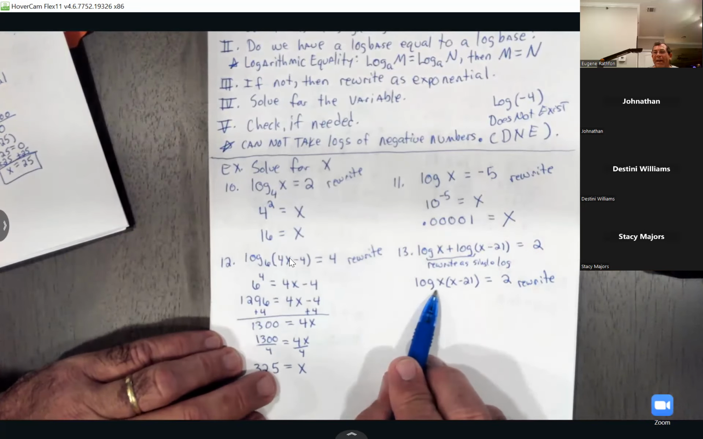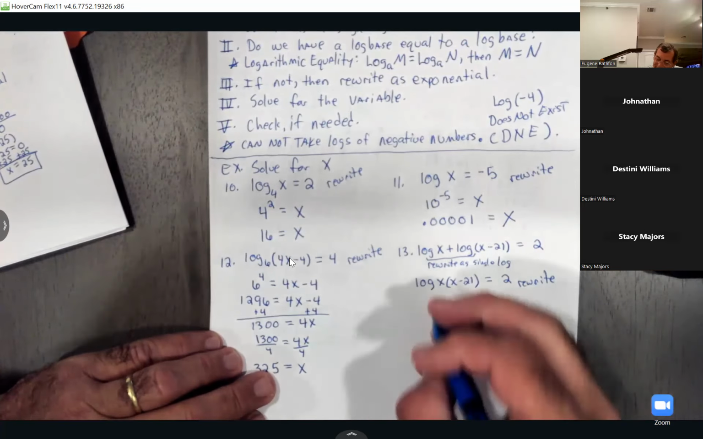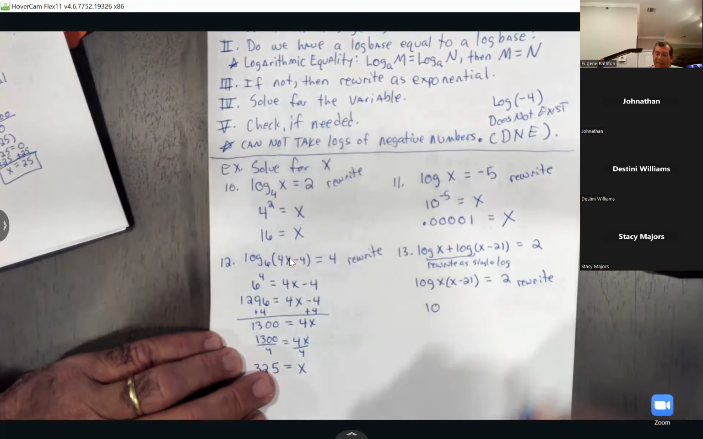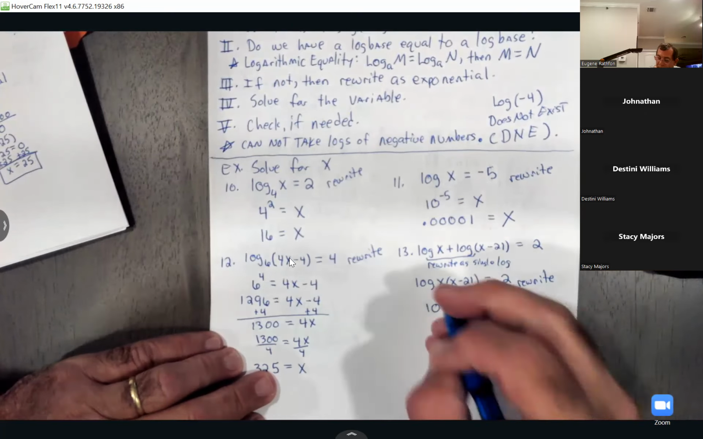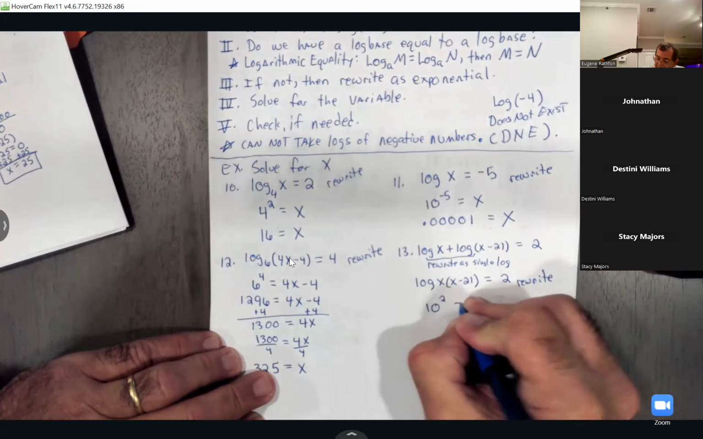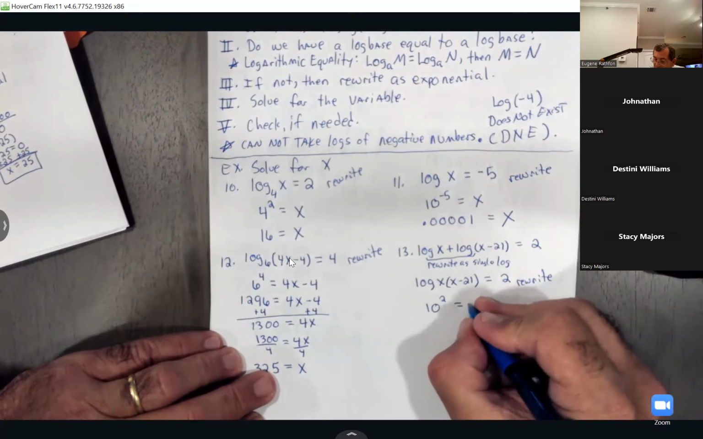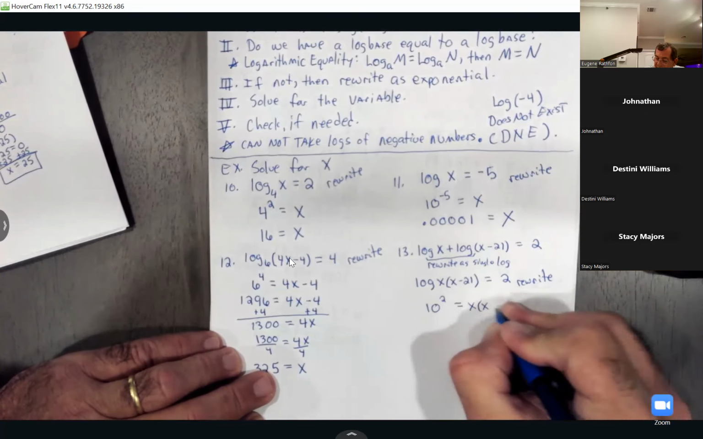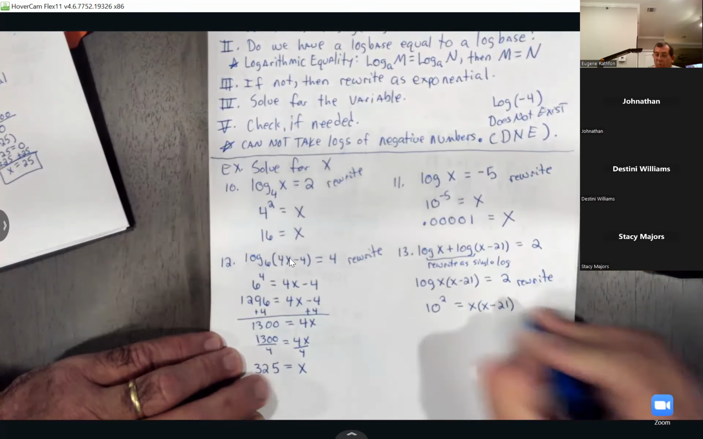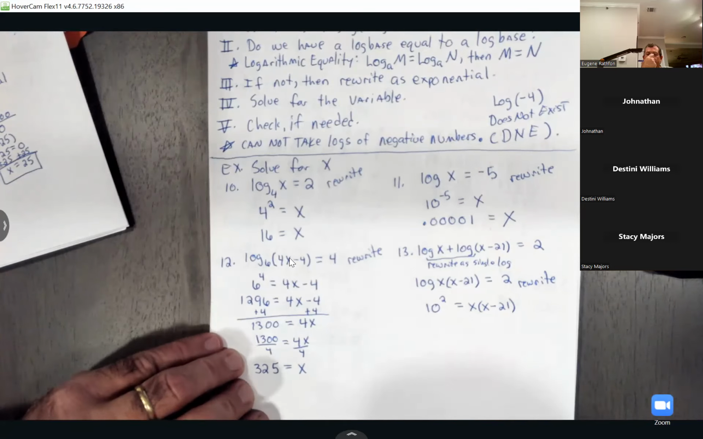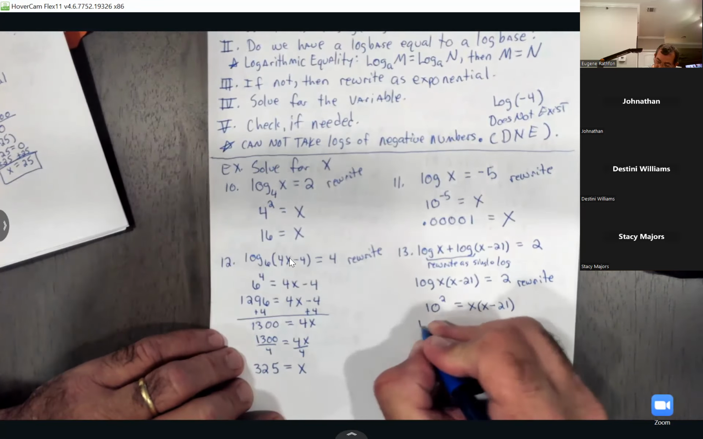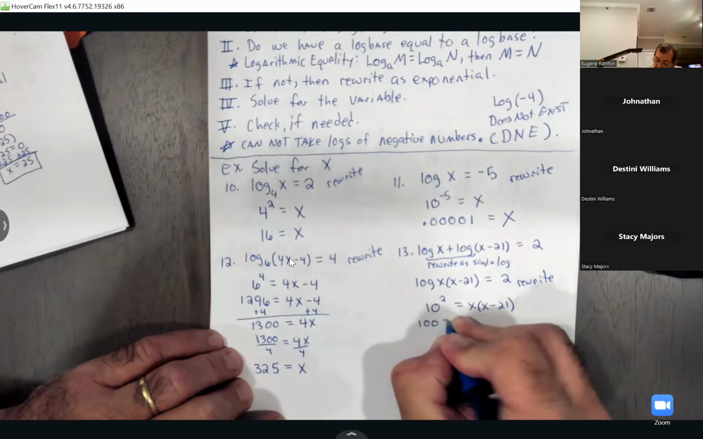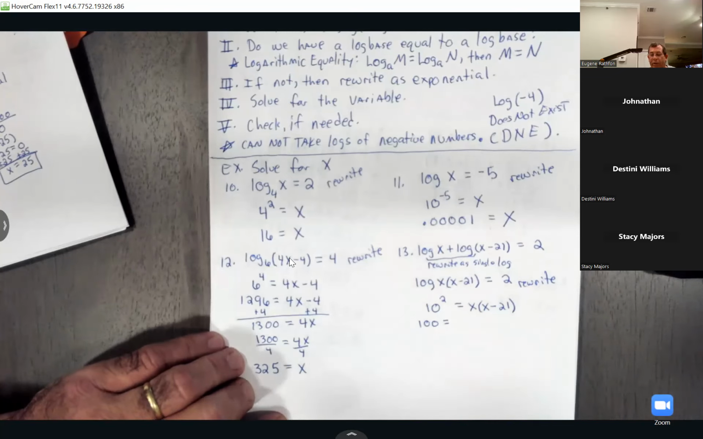Oh, so you don't have a base. So once again, that base is a 10. Then you got a 2 for your exponent. And that's going to equal that result, which is x times x minus 21. All right, y'all. So let's figure out 10 squared. It's going to give us 100.